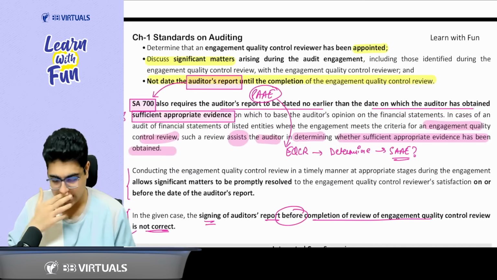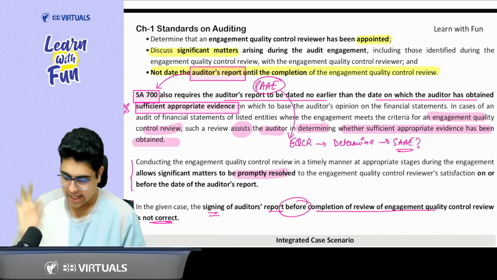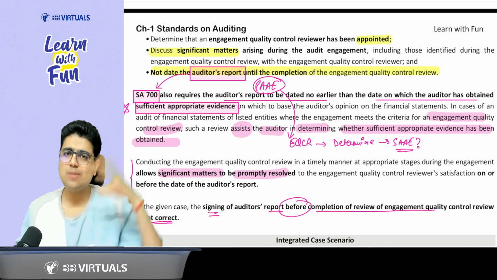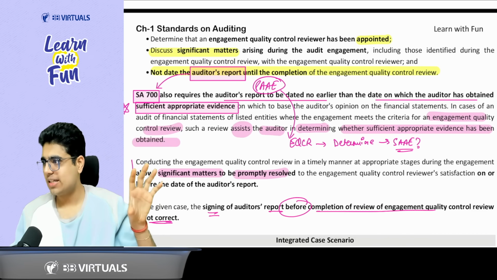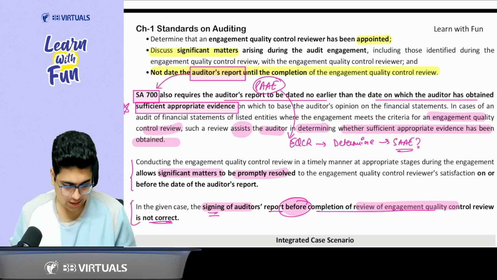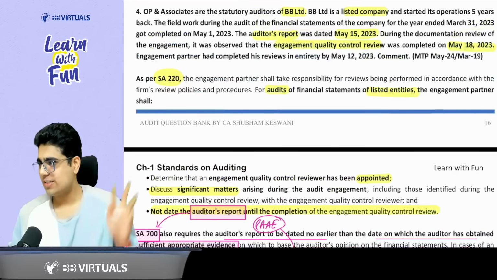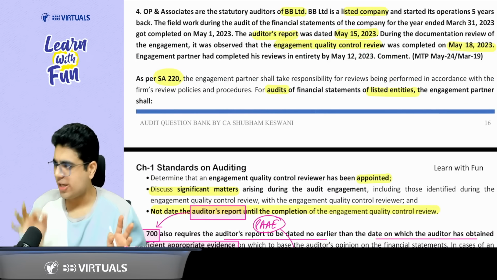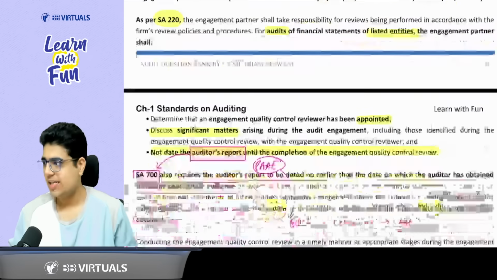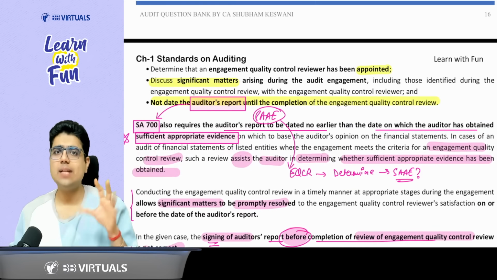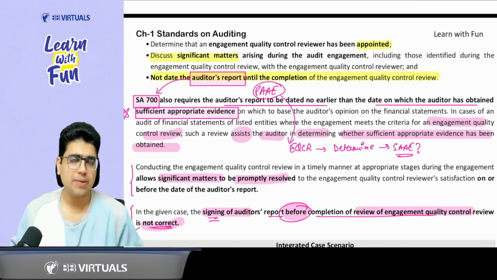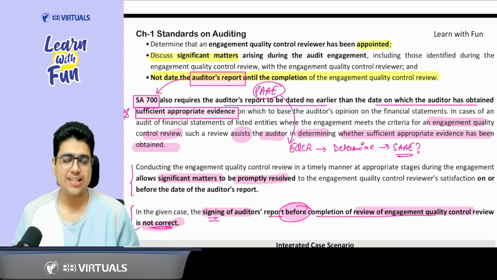Also, EQCR helps you to promptly resolve the matters. It allows the significant matters to be resolved. So he helps you to get sufficient and appropriate evidence. He helps you to understand whether you got evidence and whether you resolved the significant matters. So always remember, in this case, the signing of the report before the EQCR is not correct. So first 3 points of the engagement partner: appoint the EQCR, discuss the significant matters, and don't date the report until the completion of EQCR. Then the reference of SA 700, that EQCR helps you to understand whether you got evidence or not, helps you to resolve significant matters, and lastly, whatever the engagement partner did was not right.